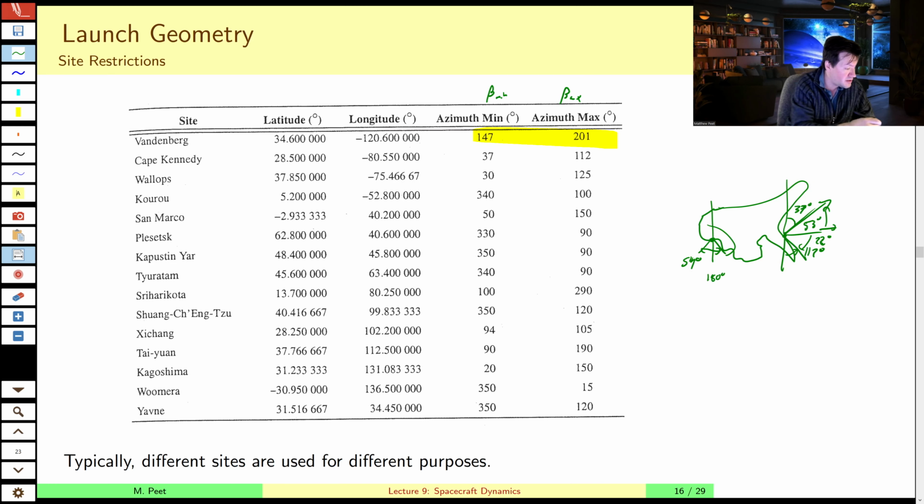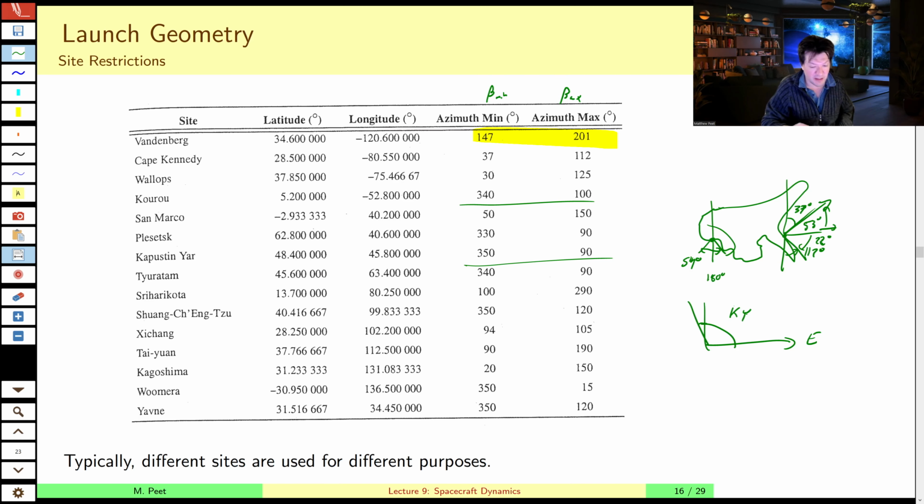Right, so you can look at all of these. Let's see, where's Kapustin Yar? Great deal of flexibility there. Actually, it looks like 100 degrees of flexibility in azimuth angle from Kapustin Yar. And again, measured a little bit up from the vertical down to 90 degrees, so like that. That's what it looks like. This is east for Kapustin Yar. So I think that gives the general impression of what we're working with.